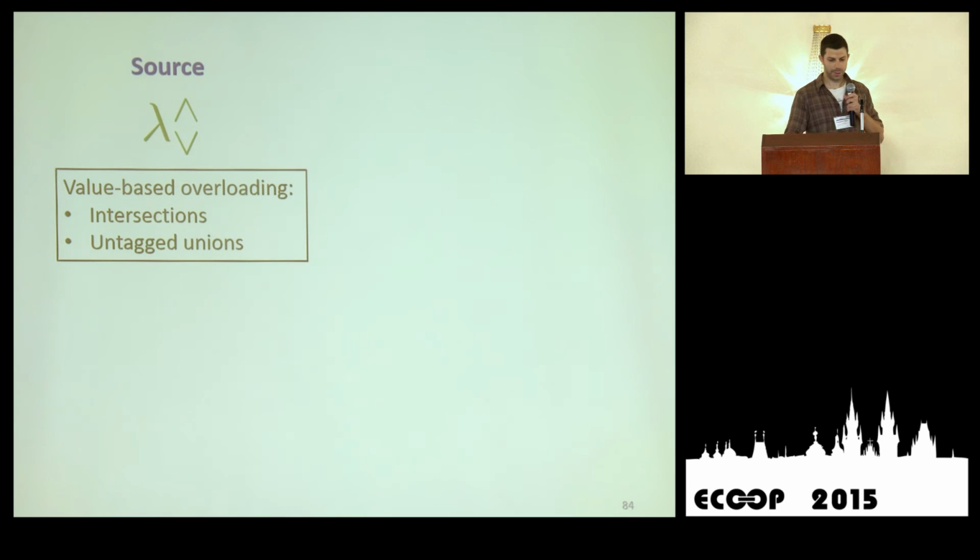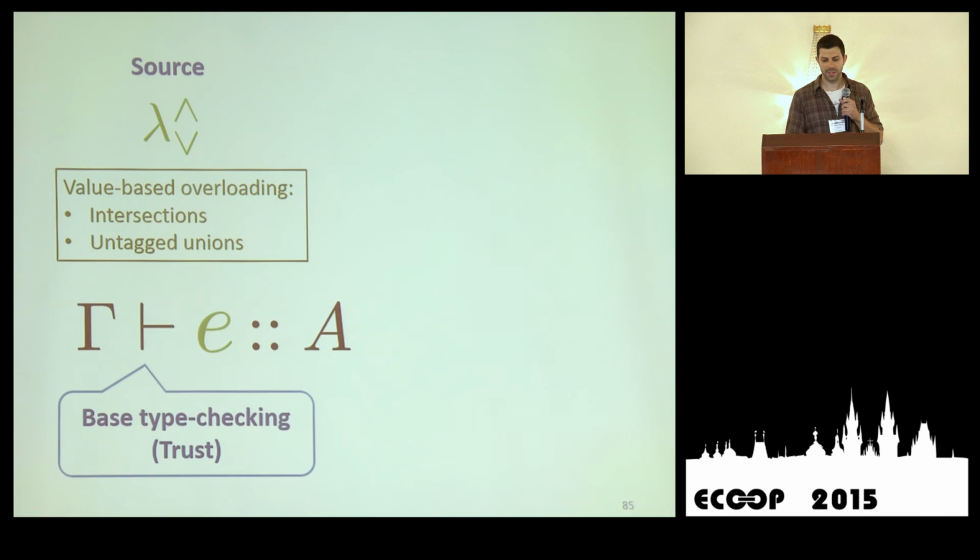In particular, the source language of our elaboration is a lambda calculus with intersections and untagged unions to denote the value-based overloading. And our base type checking is basically an assignment of a type A to this expression E.